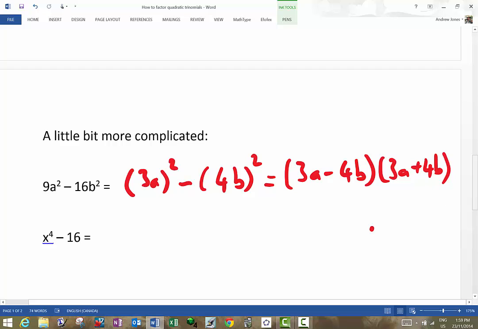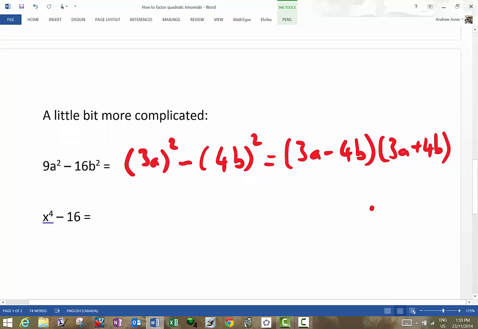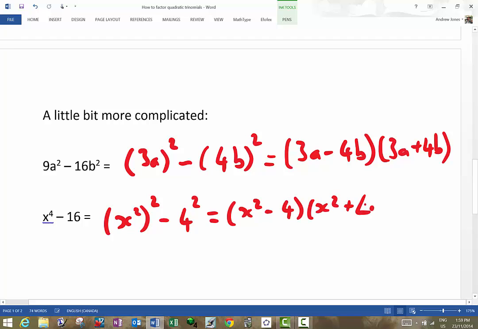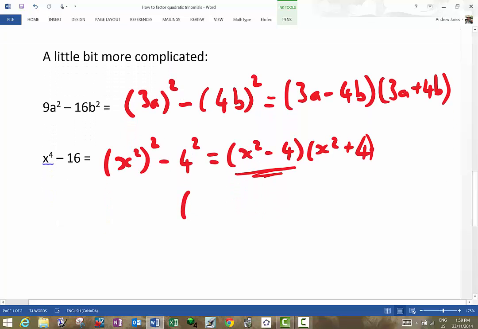And the last one is perhaps the most interesting. x to the 4 is actually x squared squared, and 16 is clearly 4 squared. So this factors as x squared minus 4 and x squared plus 4. And then we recognize that x squared minus 4 is itself a difference of two squares, and that then becomes x minus 2, x plus 2 multiplied by the x squared plus 4.